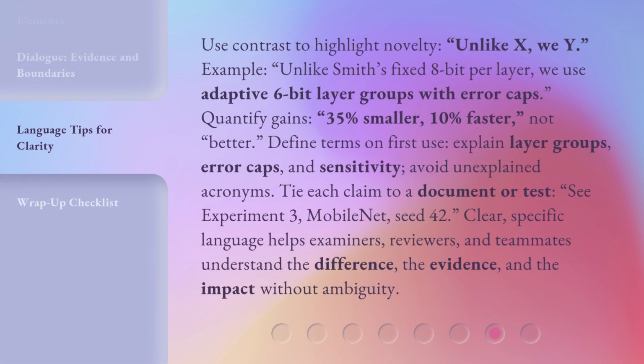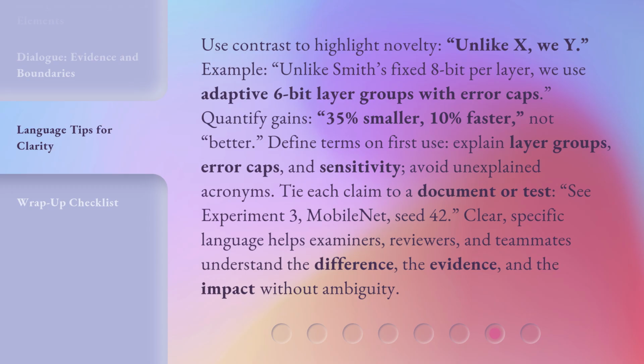Use contrast to highlight novelty. Unlike X, we Y. Example. Unlike Smith's fixed 8-bit per layer, we use adaptive 6-bit layer groups with error caps. Quantify gains. 35% smaller, 10% faster, not better.